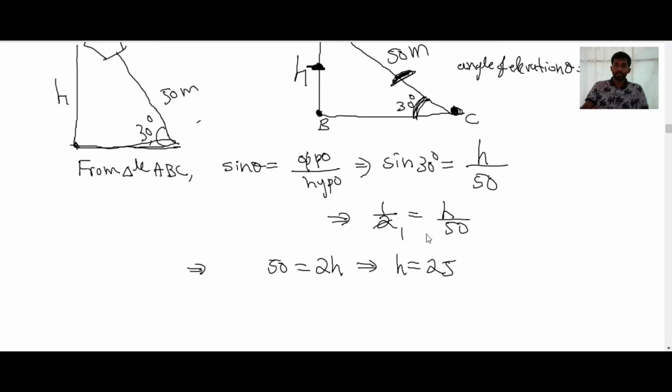See, 2 ones are 2, 25 twos are 50. Directly you can write it. Cross multiply, you'll get h is equal to 25. What is h? Height, right? Height of the kite is equal to 25 meter. Okay, why? Because here the length of the thread is given in meter, right? 50 meter. Therefore you need to write height of the kite is equal to 25 meter. Clear?